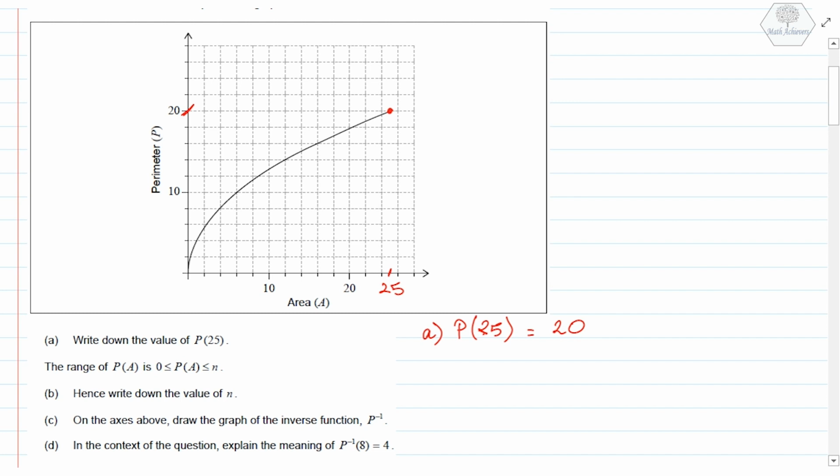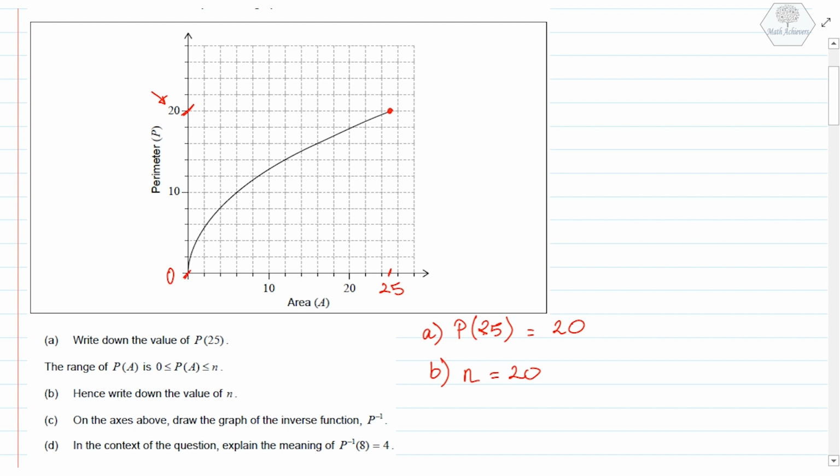Now, the range of P of a is from 0. The range are the y values. They start from 0 to P of a till n. N is the maximum value, which in our case we have as 20. Part B, hence write down the value of n. Since the maximum value of y, which is the perimeter, is 20, the value of n is simply equal also to 20.